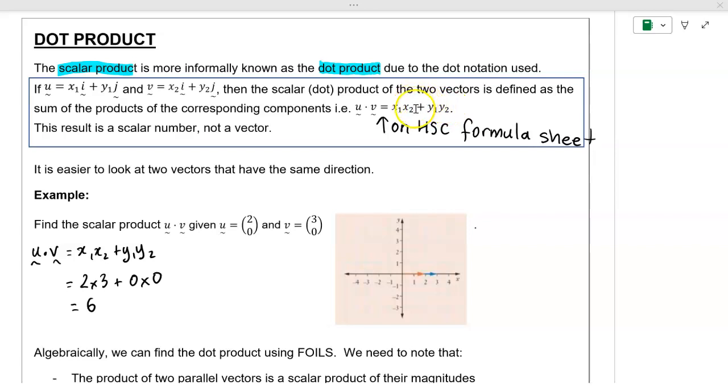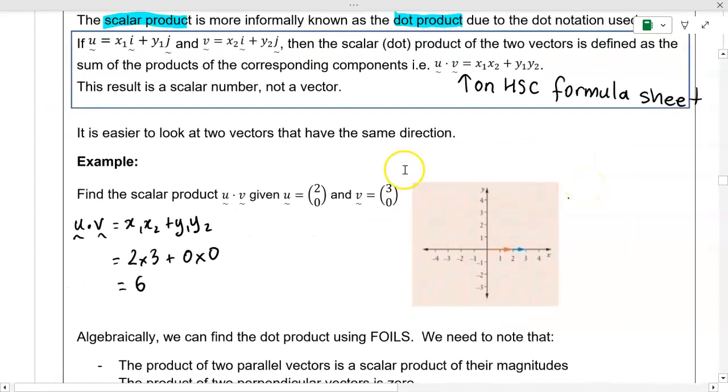Please note that we add them, so we're not getting another vector when we multiply by the dot product. We're getting a value, and that value cannot be drawn. It's just representative of the product of those two vectors, and it's going to assist us with finding some other information about those vectors, like the angle between them. So, again, we'll say u dot v, there's our u, there's our v. We get our x components, multiply them together, and add to that the y components. And that formula is given to you on your HSC formula sheet.